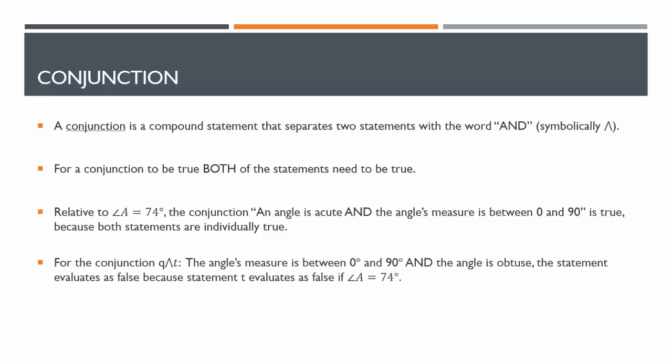Now, if we look at the conjunction Q and T, the angle's measure is between 0 degrees and 90 degrees, and the angle is obtuse. That statement evaluates as false because even though the angle measure is between 0 and 90, the angle is not obtuse because it's 74 degrees. So as a conjunction, we would say that statement is false.